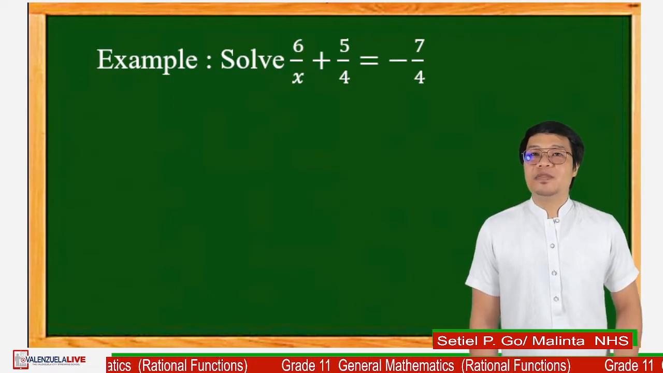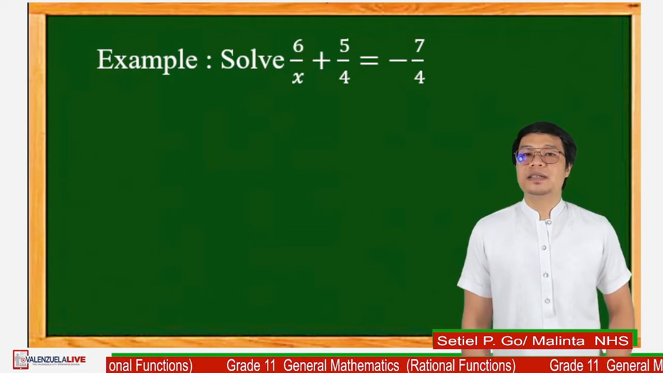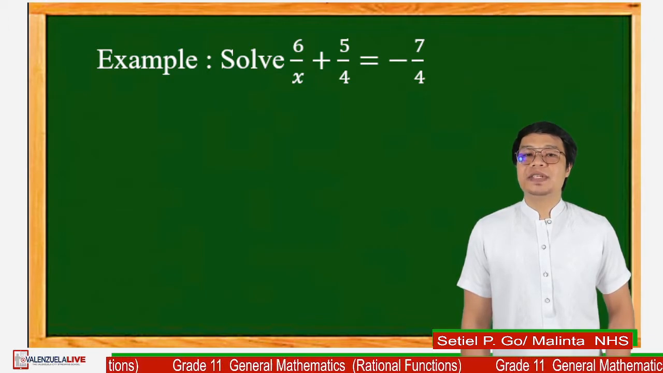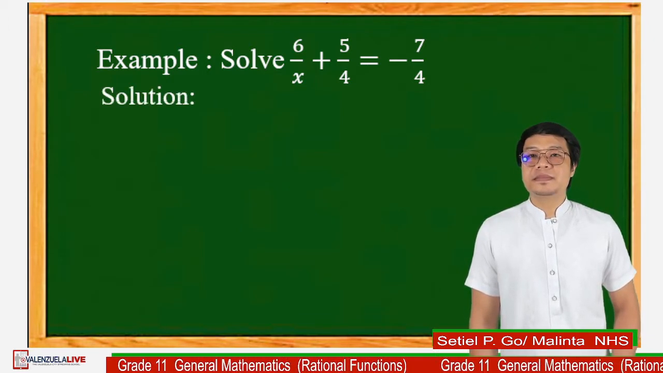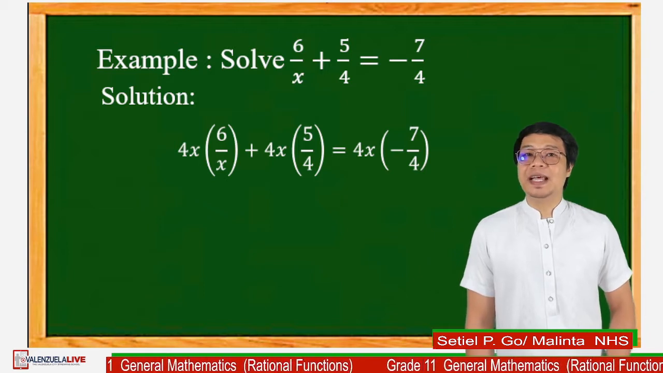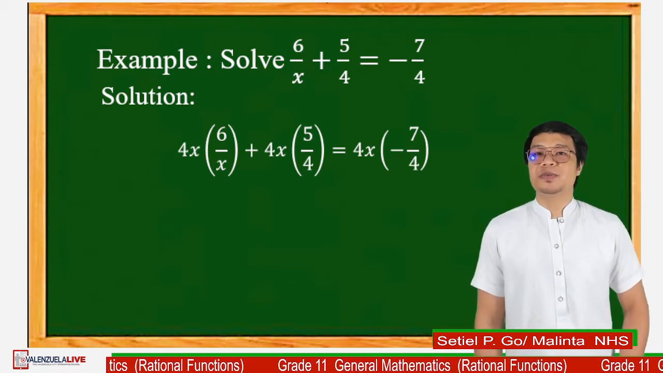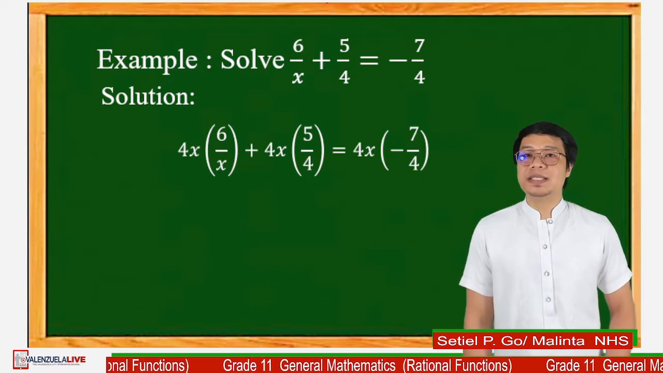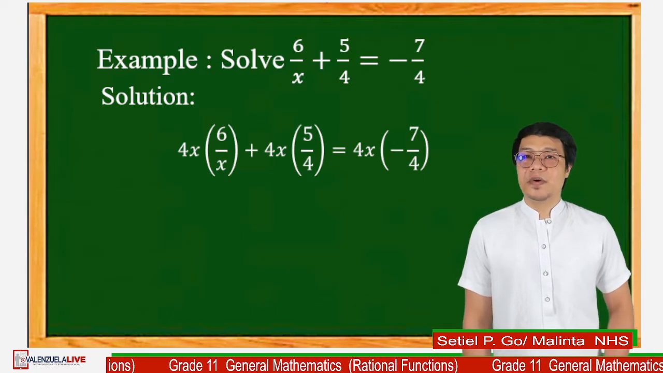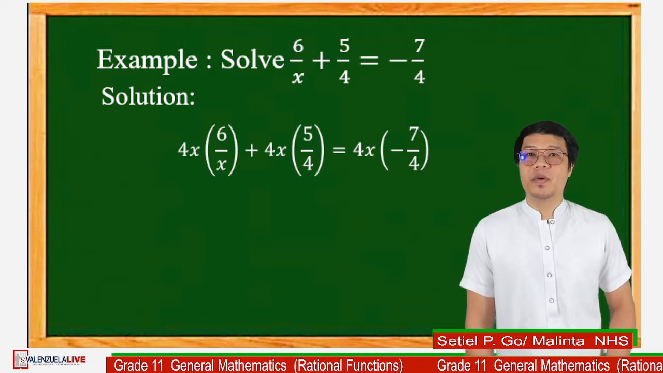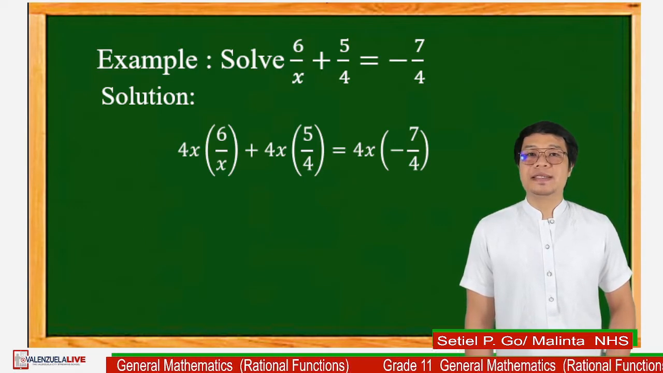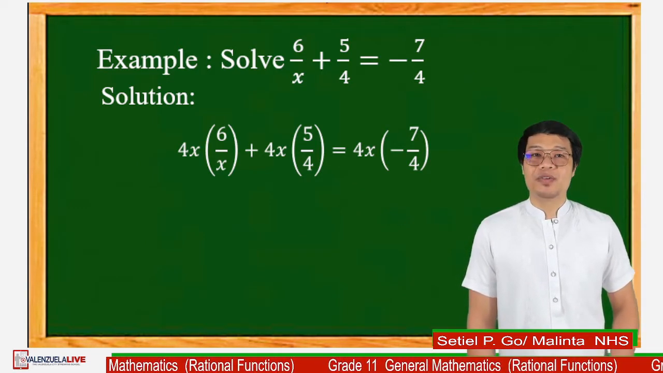Solve 6 over x plus 5 over 4 is equal to negative 7 over 4. So multiplying by the LCD, which is 4x, in every part of the equation, we have 4x times the quantity 6 over x plus 4x times the quantity 5 over 4 is equal to 4x times the quantity negative 7 over 4.